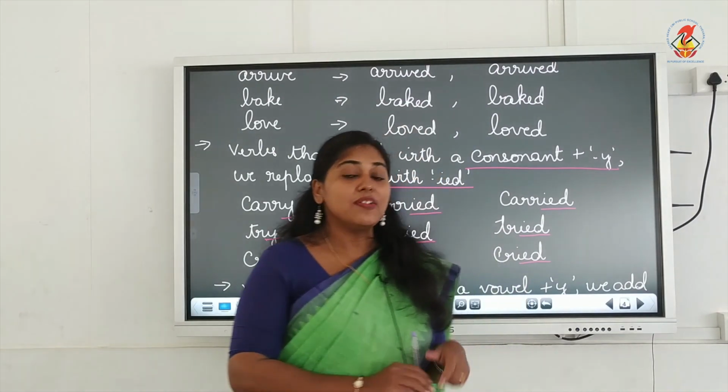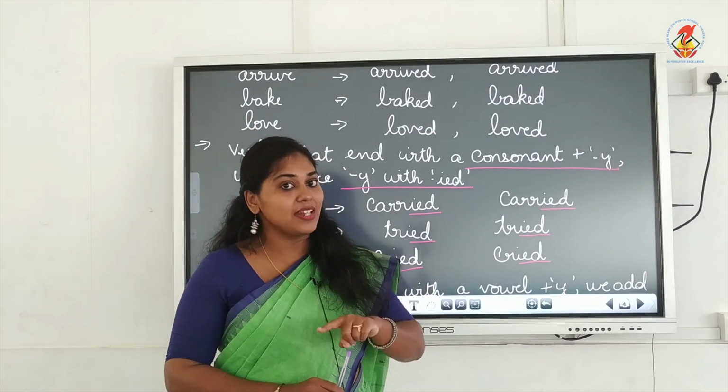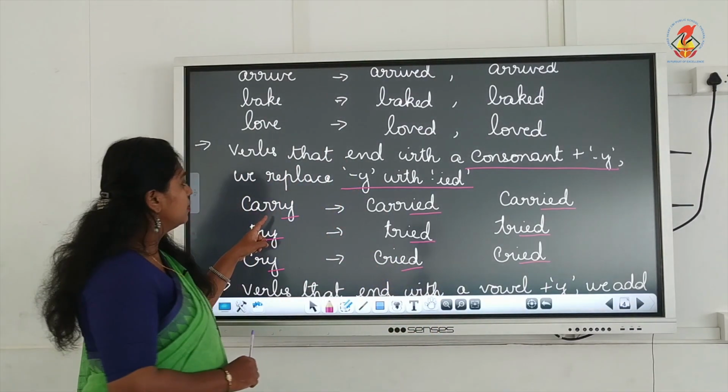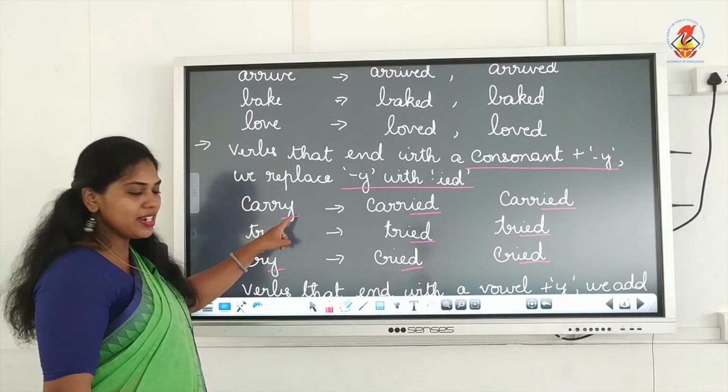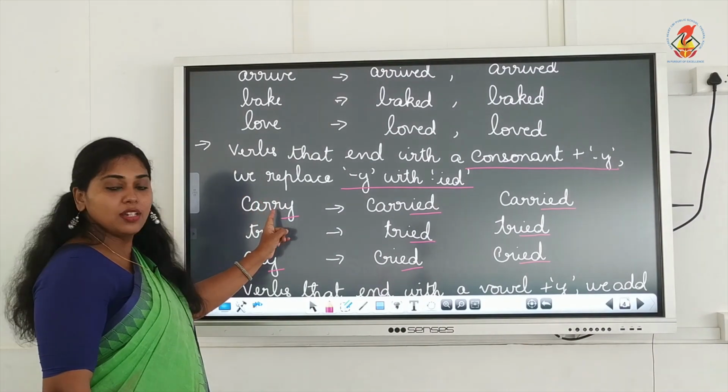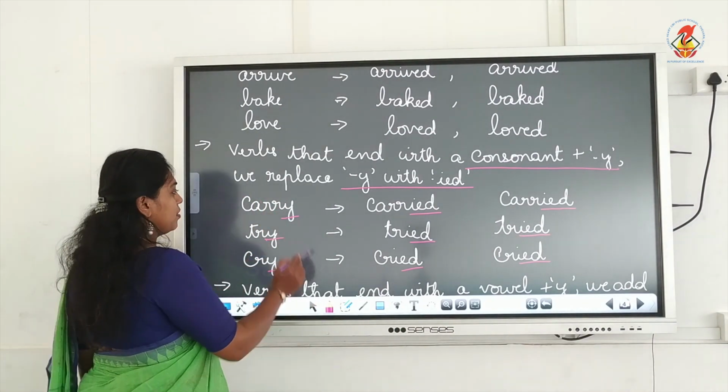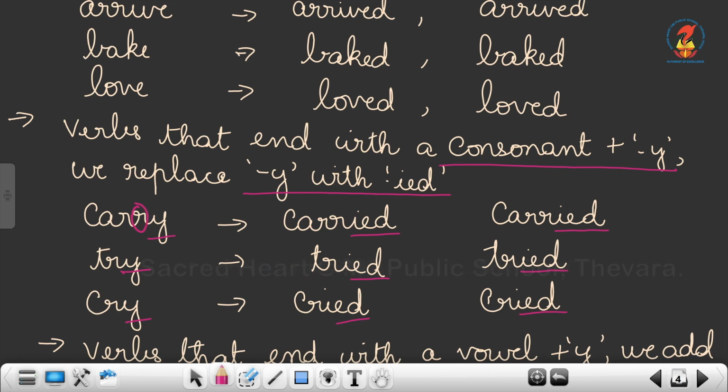So, if the verb ends with a consonant and y, look at the verb here, carry. Carry is a verb which ends with the letter y, and before y we have a consonant. R is the letter that has come here, right? So R is a consonant. So if it ends with a consonant and y, we have to cut that y and write IED to make it in past form and past participle. So the past form of carry is carried and past participle is carried itself.